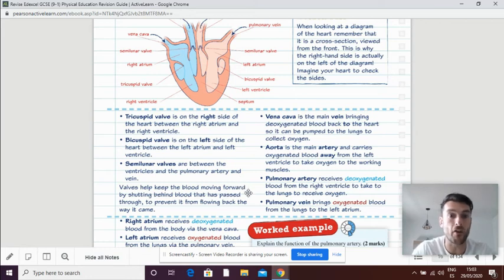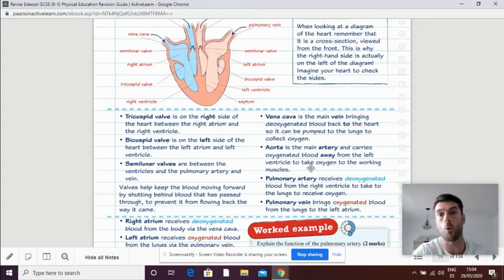Valves keep the blood moving forward by shutting behind blood that has passed through, to prevent it from flowing back the way it came. So the valves snap shut, and by doing that, it stops the backflow. When the heart contracts from the ventricles around the body or to the lungs, the valves will snap shut. The tricuspid valve will snap shut, and that will stop the blood going back into the atrium, which we do not want.